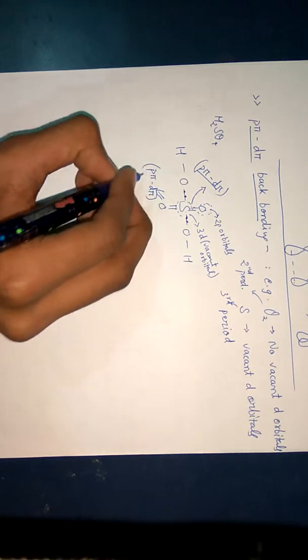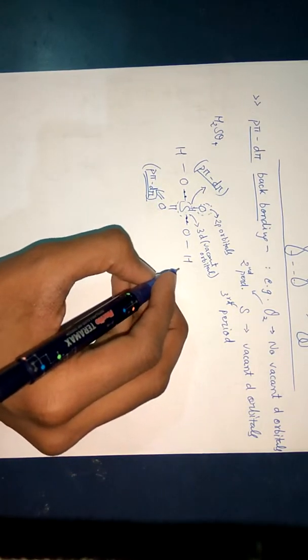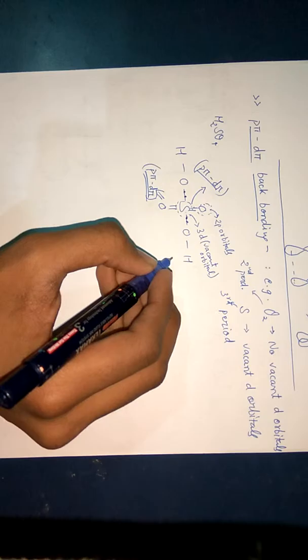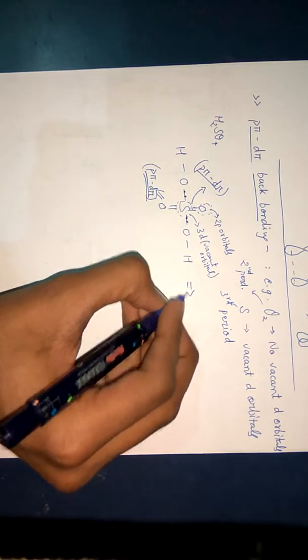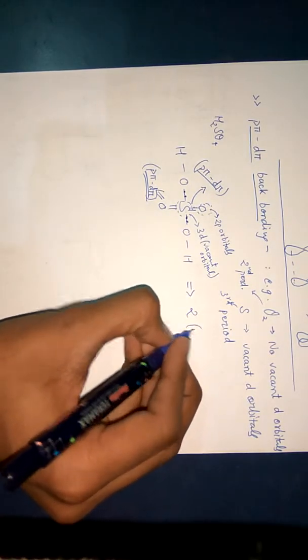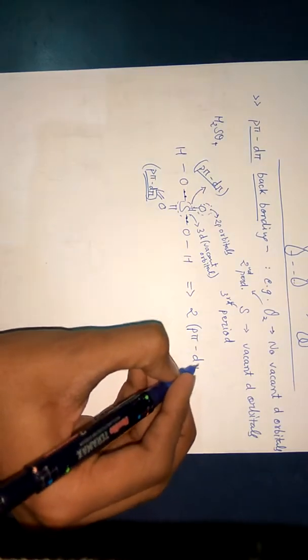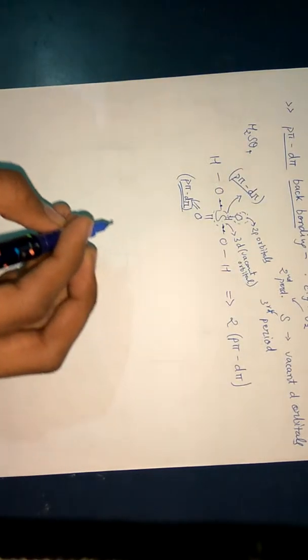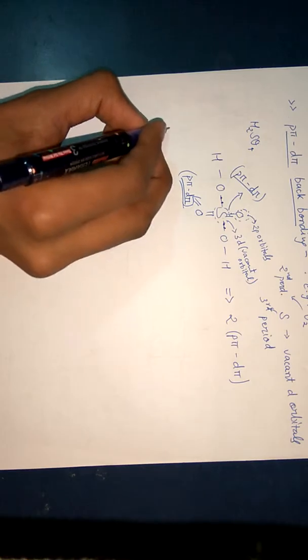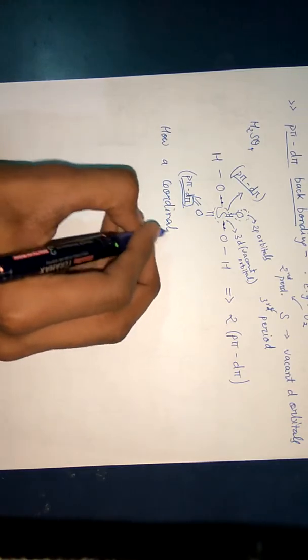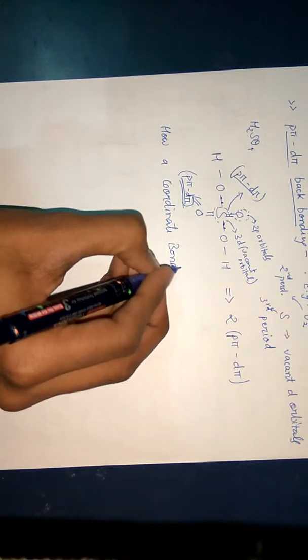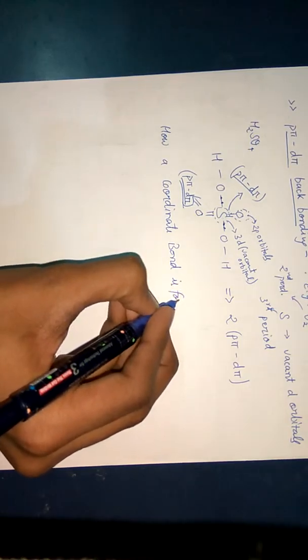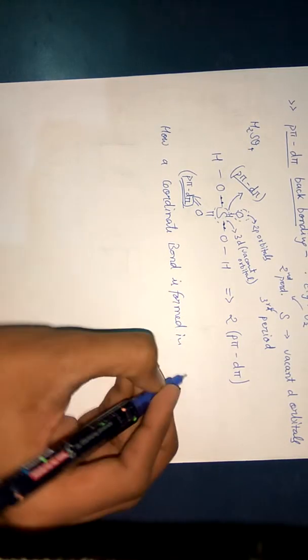So if a question on this type of molecule asks how many p pi d pi back bonds take place, your answer will be 2 p pi d pi bonds are present in this molecule. Now take a look at how a coordinate bond is formed in this compound, how a coordinate bond is formed in H2SO4.